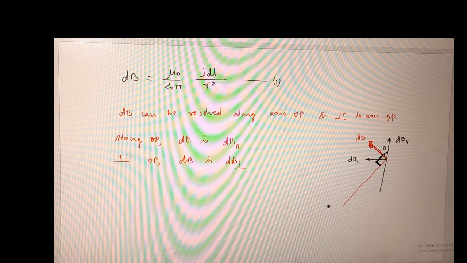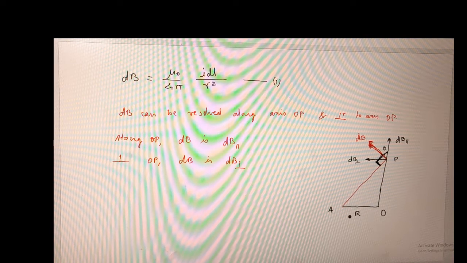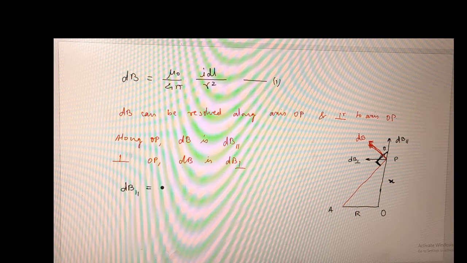Now you have this A here and P here. If I extend it like this, this is your center O, right? So AO is nothing but the radius R, and this distance is given in the question, that is x, right? This is your x. Fine. So dB parallel will be what? dB parallel is nothing but dB cos theta. And dB perpendicular will be what? dB sin theta. Okay, dB cos theta and dB sin theta.